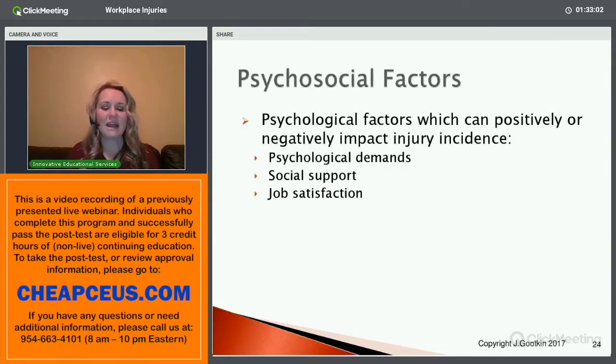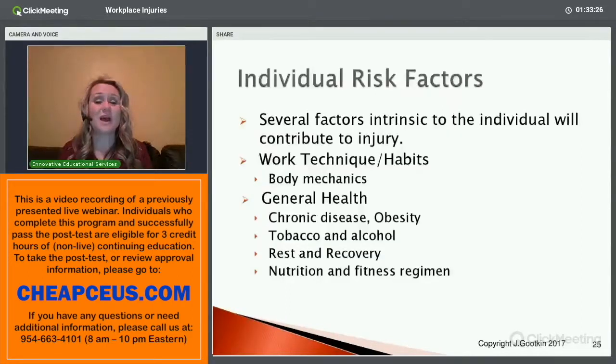They're also seeing in the data that when we have this combination of anxiety, depression, not being happy in a position, this causal relationship leads to increased pain, sleep disturbance, decreased job satisfaction, and again, increasing the incidence of injury. And that leads us to our last section of individual risk factors.